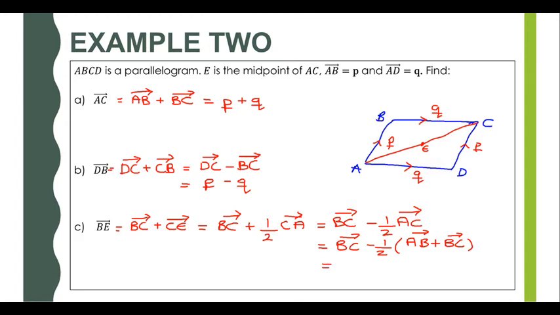Which we know using a diagram that B to C is Q. From part A, we know that A to B plus B to C is P plus Q. And we can simplify this to get Q minus half of P minus half of Q, which is just equal to a half of (p minus q) in a bracket.